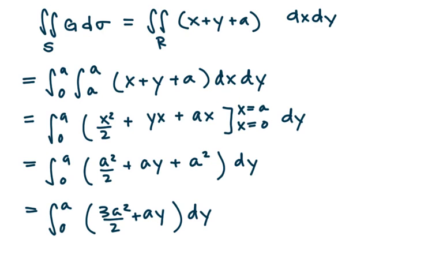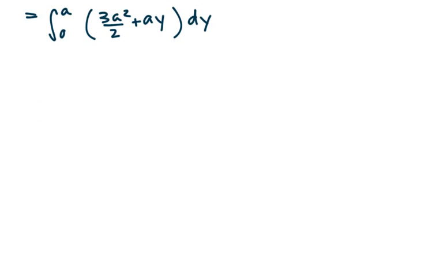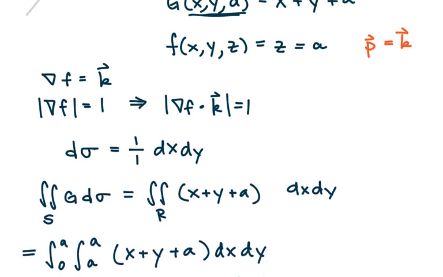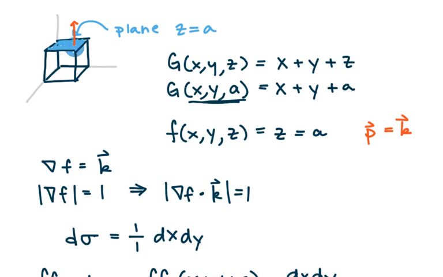Integrating with respect to x, we end up with 3a squared over 2 plus ay. And then we'll do this integration now with respect to y. And evaluating that integral, we end up with 2a cubed. So 2a cubed is the surface integral for this top plane. And that would also be the surface integral for this outer front plane and this plane over here on the right, all by symmetry.